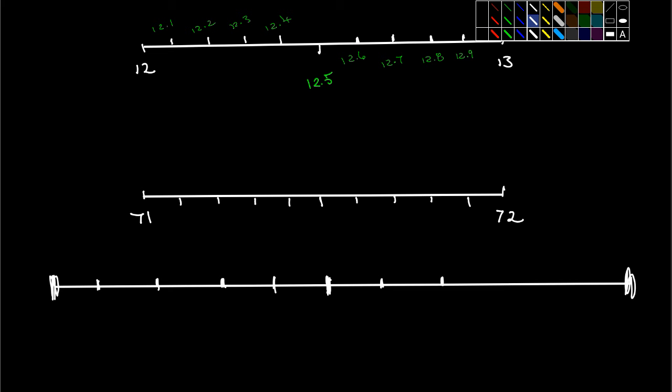1, 2, 3, 4. Then each one of those would be 0.1, 0.2, 0.3, 0.4, whatever the beginning number is. If the beginning number was 100, and this was 101, this would be 100.1, 100.2, 100.3, and so forth.